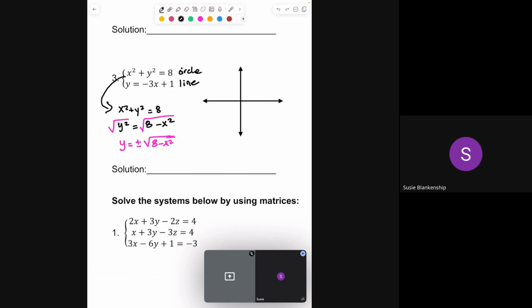So I'm going to write the first one as y1. And I'll just take the positive. So that's y1. y2, and I'm going to make it the negative.